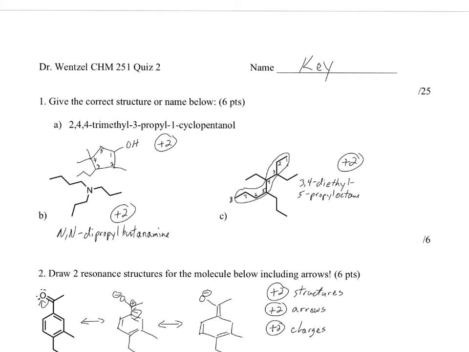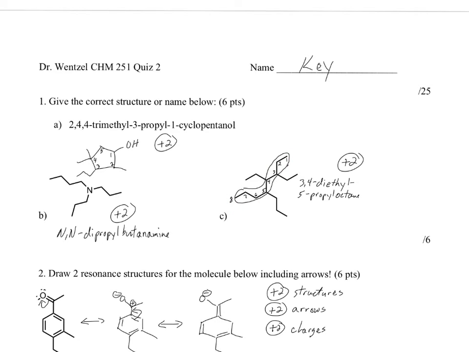Now for this one, you again need to find the longest chain. And you also want to have the lowest numbers possible, the lowest first number possible. So it's an octane for sure. And I could have numbered it such that the numbers start at the left or the right. If I go from the left, it'd be 1, 2, 3, 4. My lowest substituent would be on carbon 4. But if I go from the right, it's 1, 2, 3. So my lowest substituent would be carbon 3 then. So I want to number it this way.